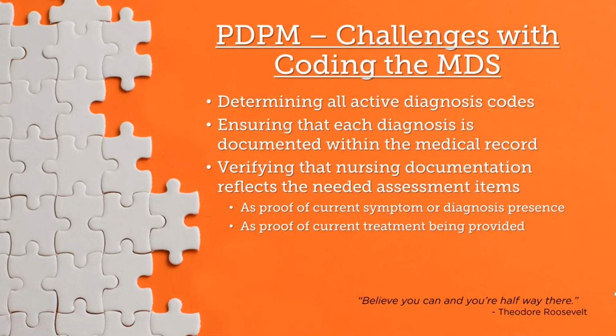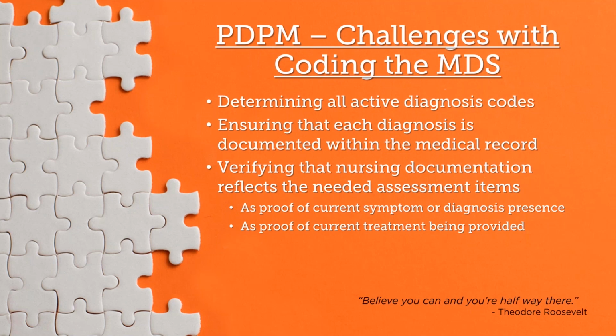So when we're talking about challenges with coding the MDS, what's an active diagnosis is not any different than it's ever been. The Resident Assessment Instrument, RAI manual, instructed us many years ago that it's a twofold step to determine what's an active diagnosis code. The first one is, has the physician or some doctor diagnosed this in the last 60 days? There's a 60-day look-back period to see if it's actually a documented diagnosis. And the second step is, is it active?